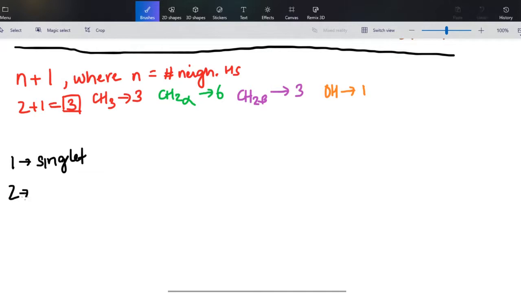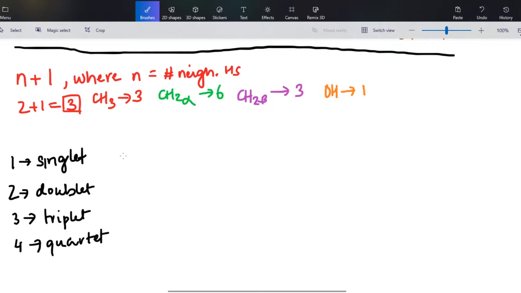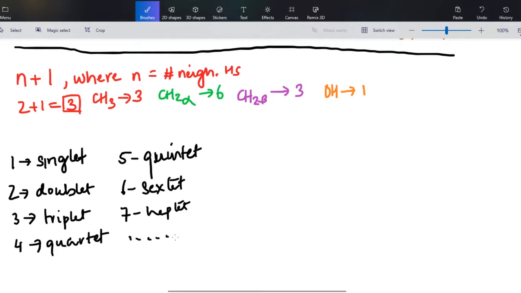Multiplicity pattern of 2 is a doublet. 3, triplet. 4, quartet. 5, quintet. 6, sextet. 7, heptet, and so on and so on.